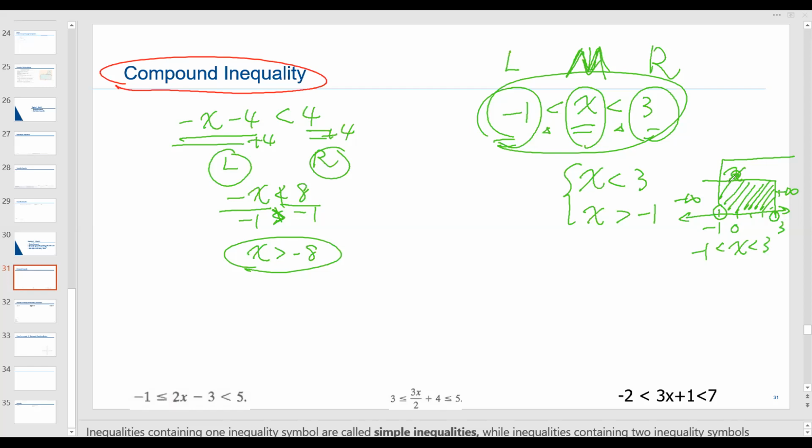So when we do graphing, we only graph this overlap part, between -1 and 3. This part is what we want, and this part is not what we want. We only want the middle part. When we write the interval notation, we only say -1 and 3, and we are not including these two endpoints, so we use parentheses, with a comma in between. So this is the interval notation, this is the graph, and this is the algebra expression. That's what we call a combined situation.